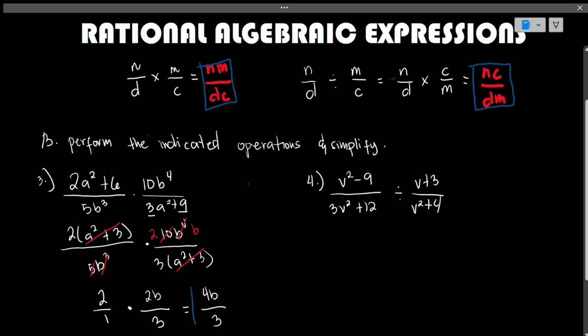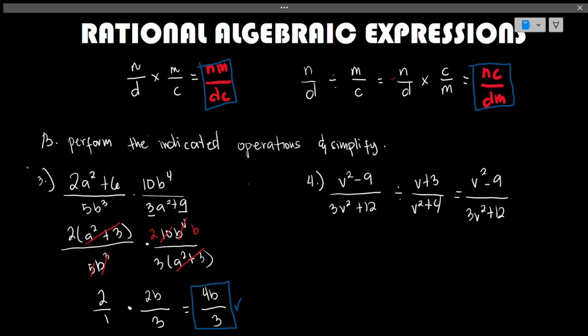Now, let's go ahead and try example number 4. For example number 4, still the same process, but this time this is division. Therefore, there's a need for us to get the reciprocal of the second fraction to convert our operation to multiplication. So we just need to rewrite that. V squared minus 9 all over 3v squared plus 12 times, we can now convert it to a multiplication and get the reciprocal, v squared plus 4 all over v plus 3.